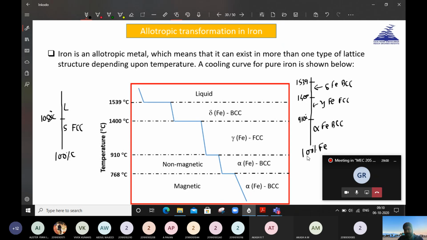Now, as I have told you, we are not going to use pure iron in any industrial application. We use steel only. Steel is nothing but an alloy of iron and carbon. So let us see what happens when we add carbon into this iron and draw this iron carbon diagram. Okay, let's go to that. Let me share the next PPT with you.